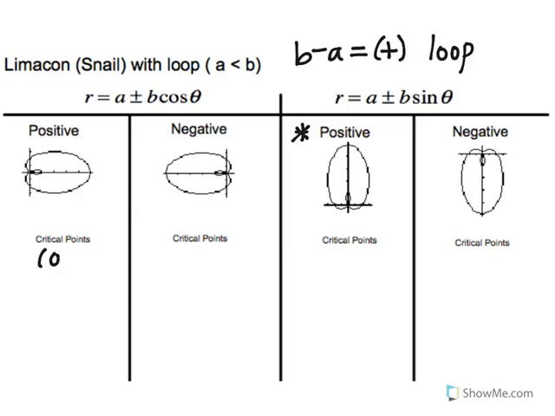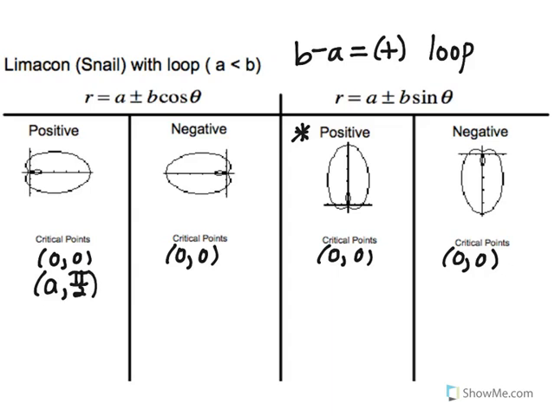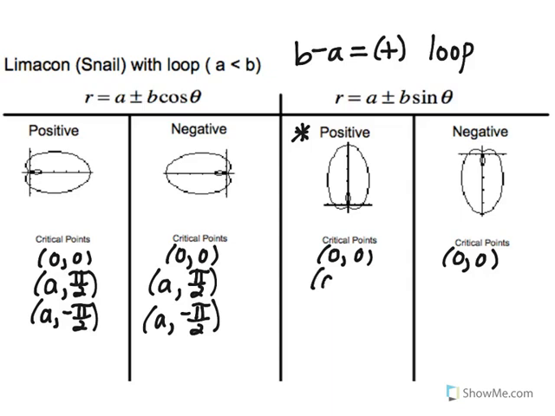If you have a loop, every single one will have a critical point of 0, 0. It will go through that, so we'll throw that in there again. If you don't have a loop, then you will not have that as a critical point. Just like before, we're going to have the a pi over 2 and negative pi over 2. Same as the cardioid. Now you definitely need to know that this is the a value because the numbers are now both different. And you're going to have that here, but it'll be a, 0, a, pi for each of these.